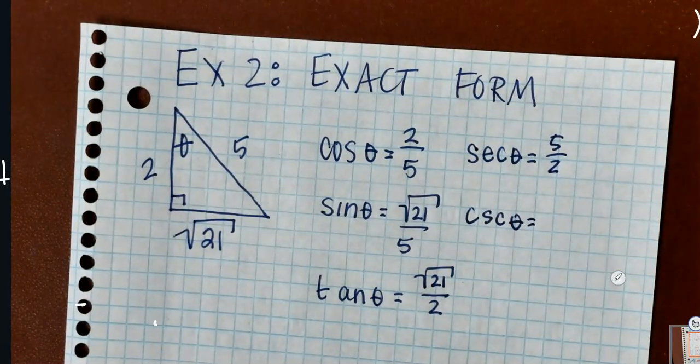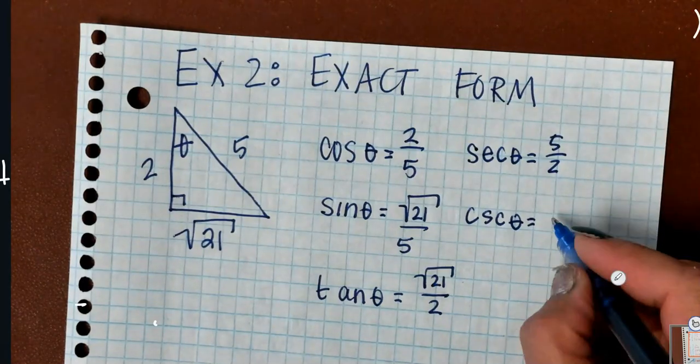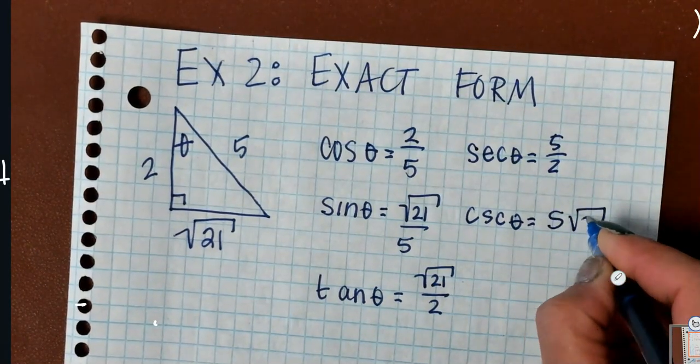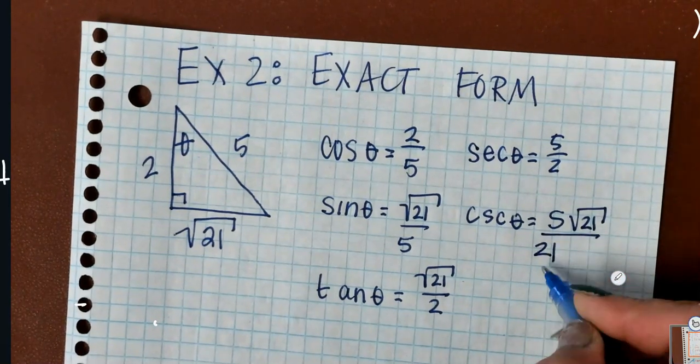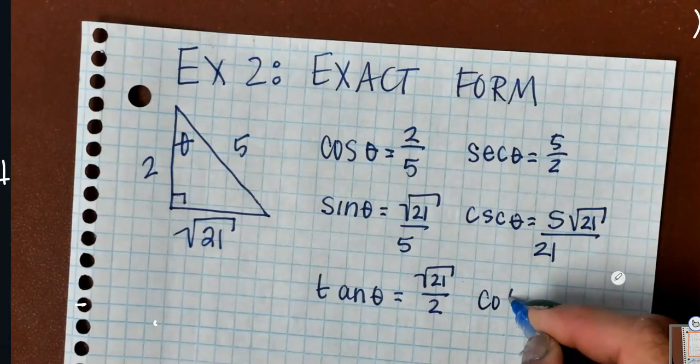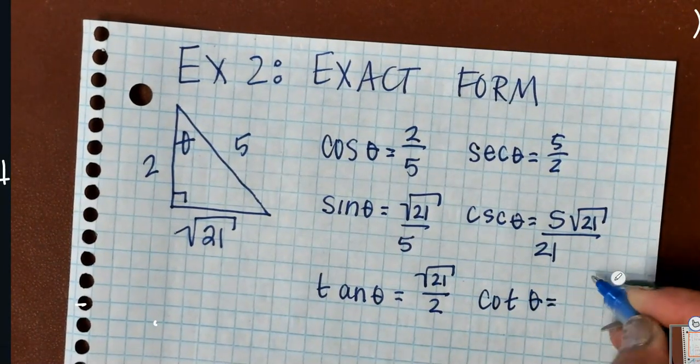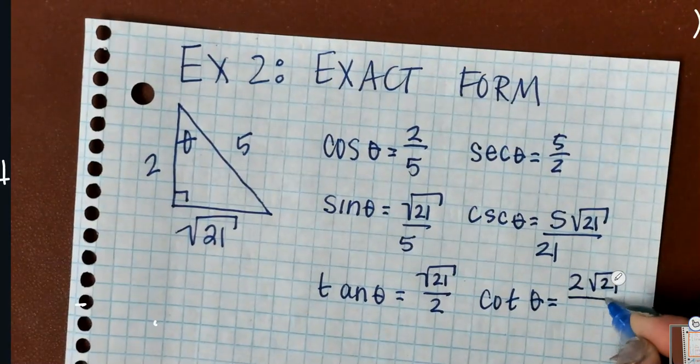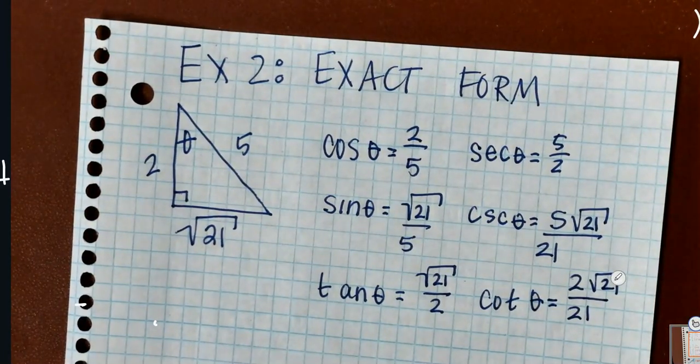You're going to flip that upside down. Square root 21 is going to be in the bottom. I highly suggest you just roll with being able to rationalize the denominator. So this is going to be 5 square root 21 over 21. I just rationalized in my head. Cotangent is going to be 2 root 21 over 21. Any questions on that? Do any of these fractions simplify? No, but you always have to check for that.